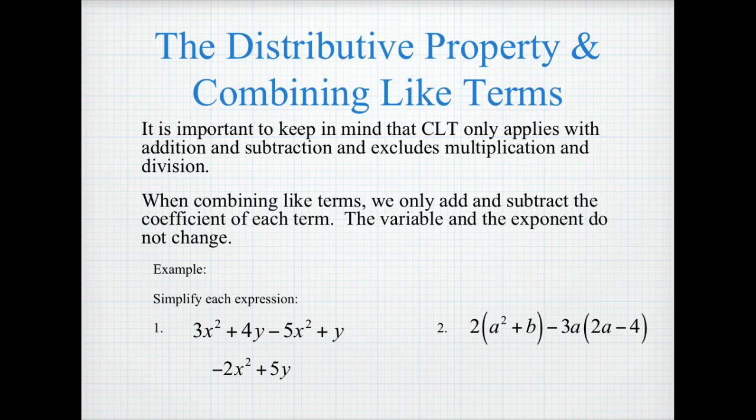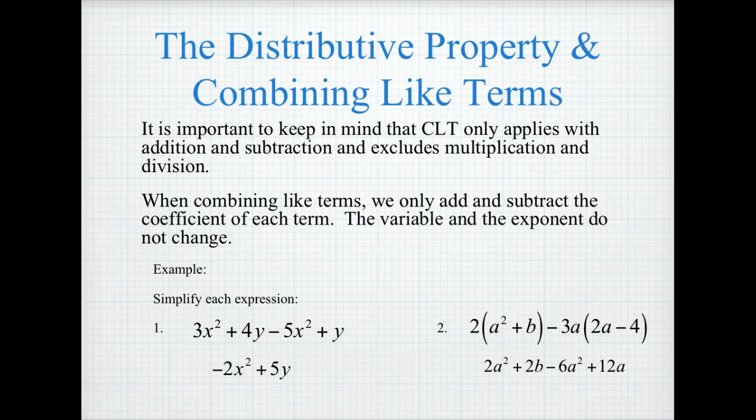In the second example, we have to use the distributive property to break down the parentheses and put us in a position to combine our like terms. Distributing the 2 into the first quantity produces 2a to the second power plus 2b. Distributing negative 3 into the second quantity gives us negative 6a to the second power plus 12b.